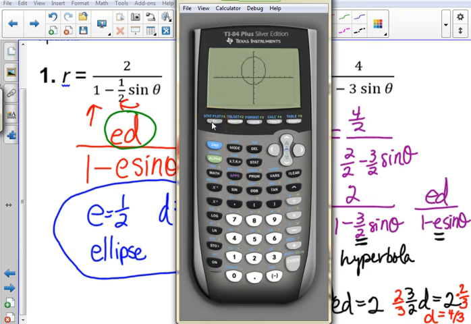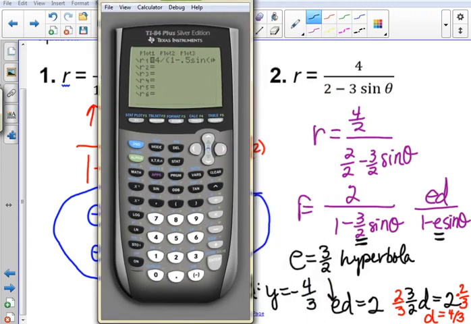Oh, really? Okay. All right, let's try the next one. It was 4 divided by, I'm just going to type the original equation in so we'll know if we made a mistake along the way here. 2 minus 3 sine theta. Okay, it's going to be weird. Well, you see the asymptotes because it's a hyperbola, right?